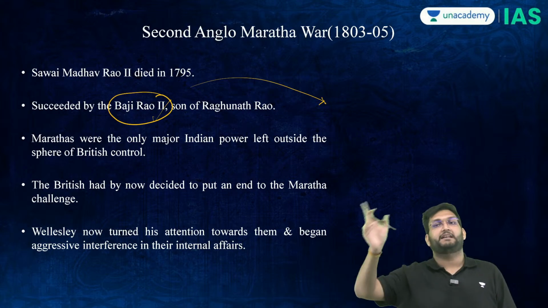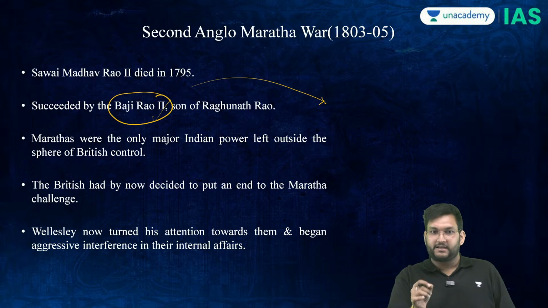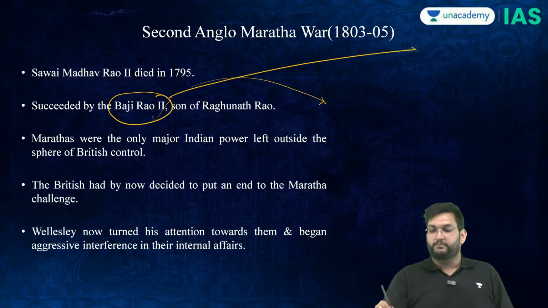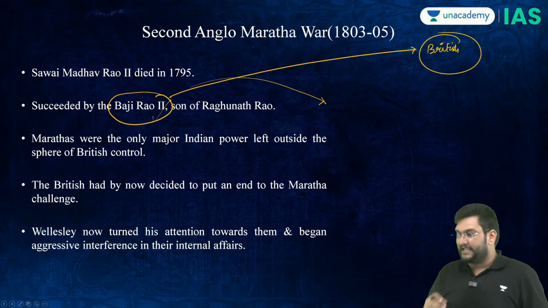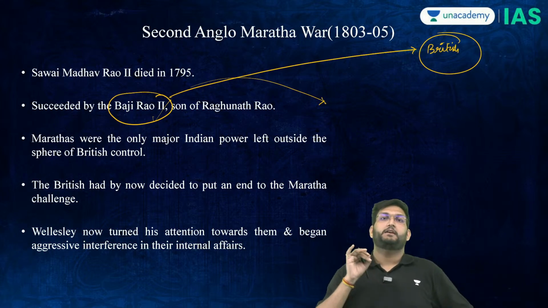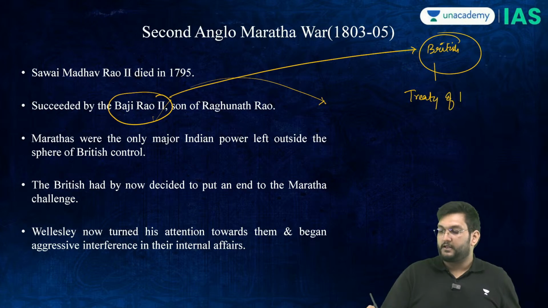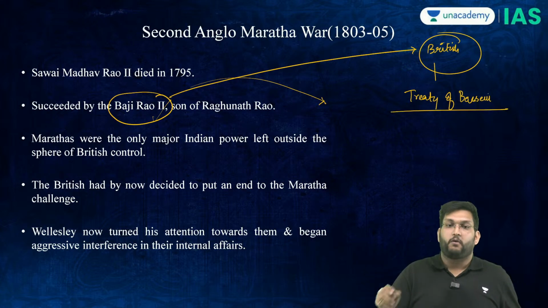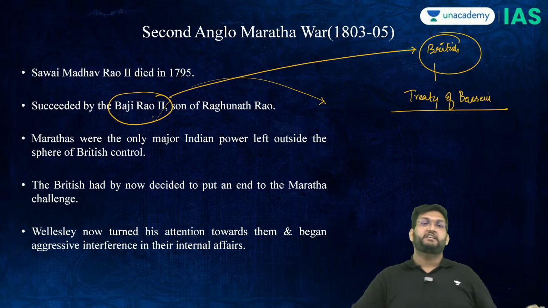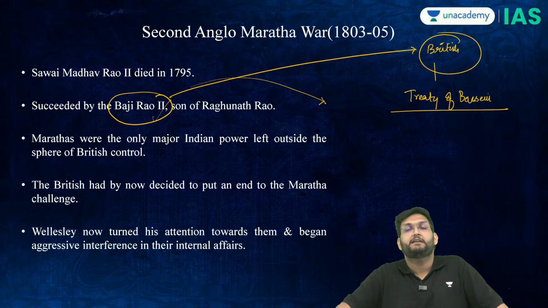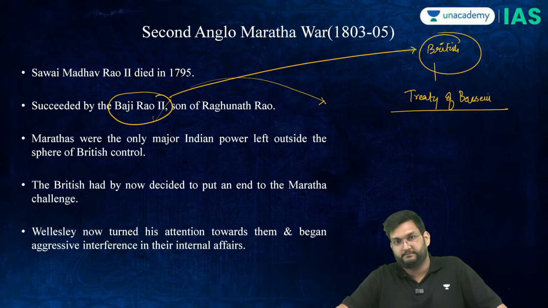what the father had done, the son will also do. Which is, as soon as he is defeated by Yashwant Rao Holkar, he will move to the British. And he will now sign a death note for the Marathas. And that is called the Treaty of Basin. Why? Because the Treaty of Basin will unfortunately mean that Baji Rao II has signed a subsidiary alliance with the British.